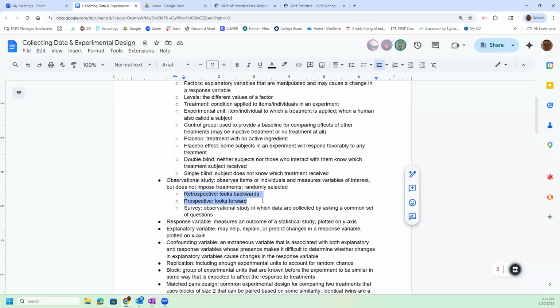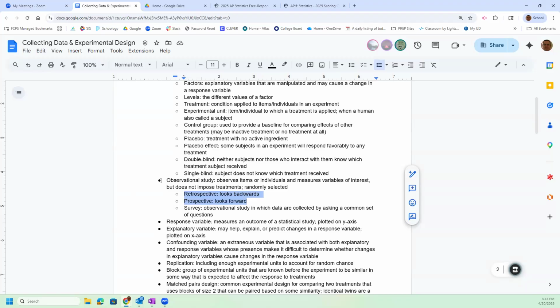These are just definitions you're going to potentially see on a multiple choice question. For example, retrospective: if something's retro, it's old. Retrospective is when we look backwards. I start right now and I look back and investigate data from the past to see if I can observe something in the present.